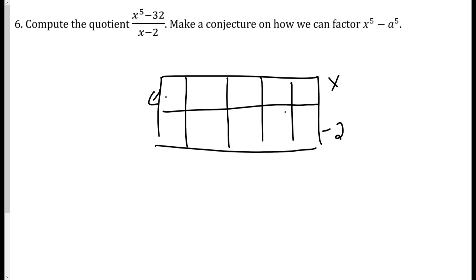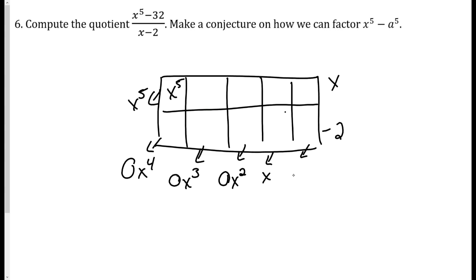I get out an x to the fifth from this row, from that box. That diagonal has to give me 0x to the fourth. That diagonal has to give me 0x cubed, 0x squared, plain old x, and then my number, which I know is 0x, and then my plain old number is negative 32. So we go through and do the reverse tabular method now. What times x gives me x to the fifth? X to the fourth. Multiply through.